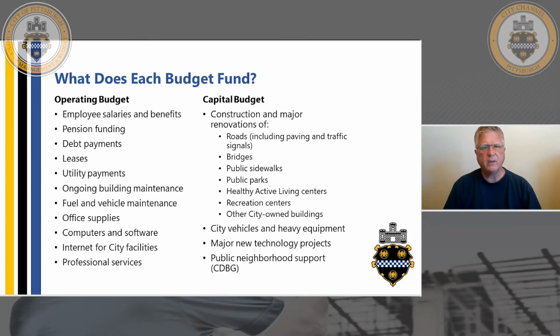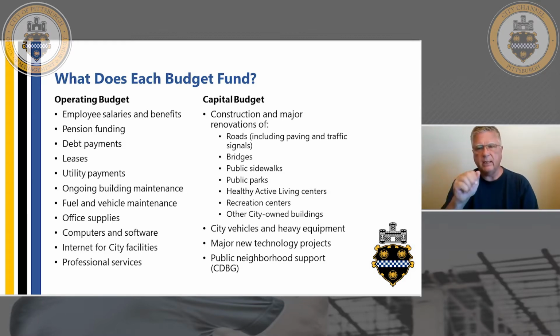So what does each budget fund? Getting more granular, the operating budget covers employee salaries and benefits, pension funding, debt payments, leases. For example, police headquarters on the north side is actually a leased facility, and the West End Healthy Active Living Center is as well. Utility payments, that's water, gas, steam, electricity. Fuel and vehicle maintenance. Oops, I skipped ongoing building maintenance. So that's going to be your regular changing light bulbs, making sure that everything is working and functioning. Office supplies, computers and software, internet for city facilities, and professional services, which could include anything from auditing services and accounting, the online permitting and licensing program, or software that helps IMP route 311 calls, which is obviously very important.